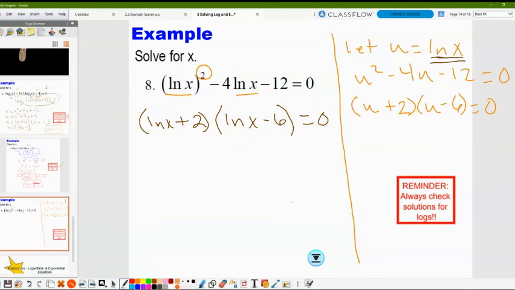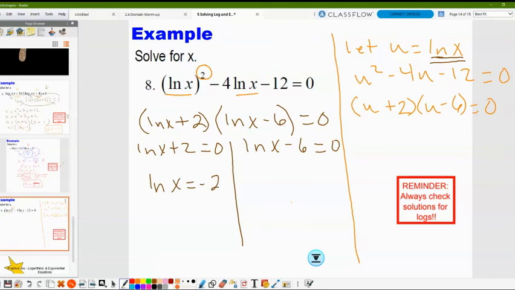Okay, so once we have our two factors, we know if this times this equals 0, then one of those two factors must equal 0. So either natural log of x plus 2 equals 0 or natural log of x minus 6 equals 0. We're just taking the two factors and setting them equal to 0. I'm going to subtract 2 from both sides, so that gives me the natural log of x equals negative 2. Then I'm going to rewrite that in exponential form. I know if it's natural log, my base is e, so e to the negative second power equals x, which means x equals 1 over e squared.